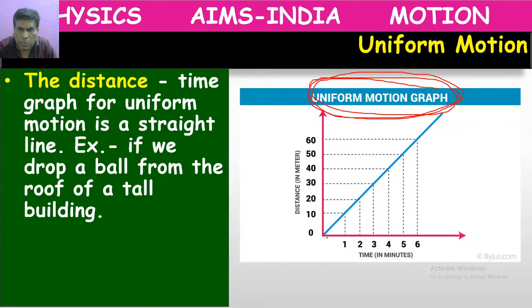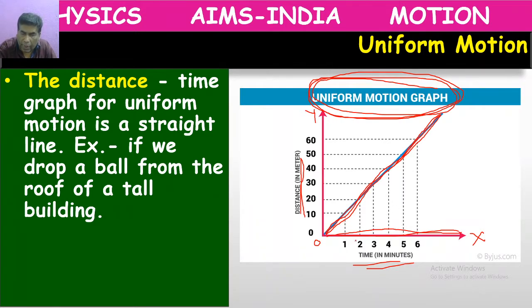Here on the uniform motion graph, this is the x-axis, this is the y-axis, this is the origin, O. On the x-axis, we have taken time in minutes. On the y-axis, we have taken distance in meters. Here you can observe this is a straight line. This straight line is representing one kind of motion. By this straight line, we can tell this graph is showing uniform motion.